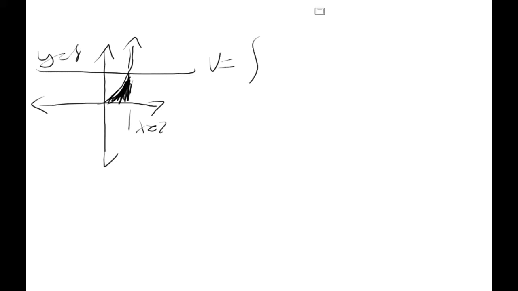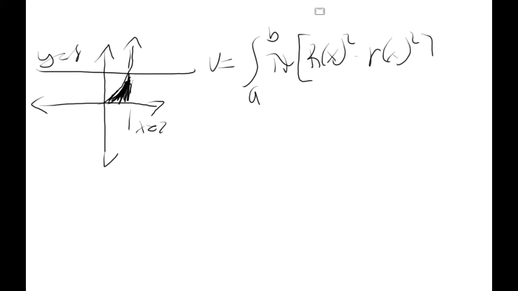And to solve for this, we're going to do volume equals the integral from a to b of pi times capital R of x squared minus lowercase r of x squared. All of this times dx.